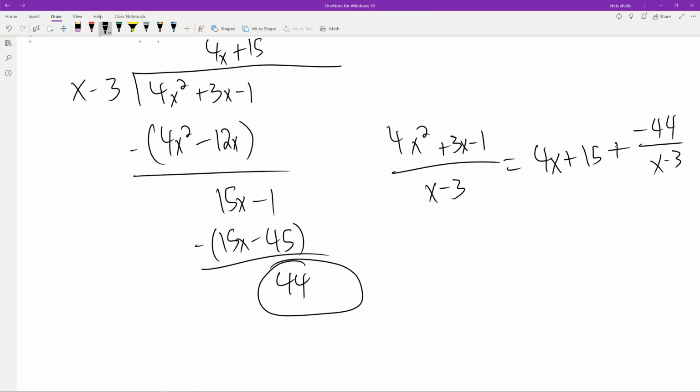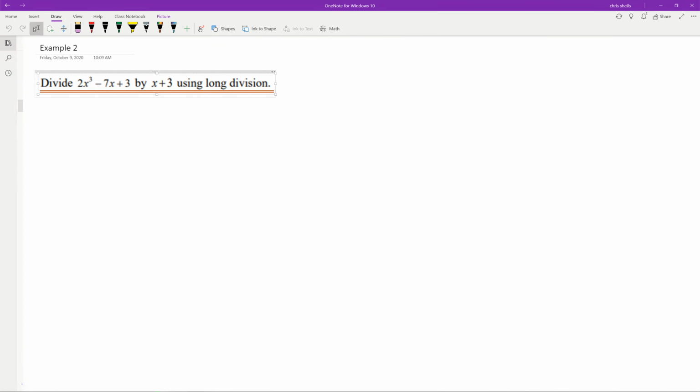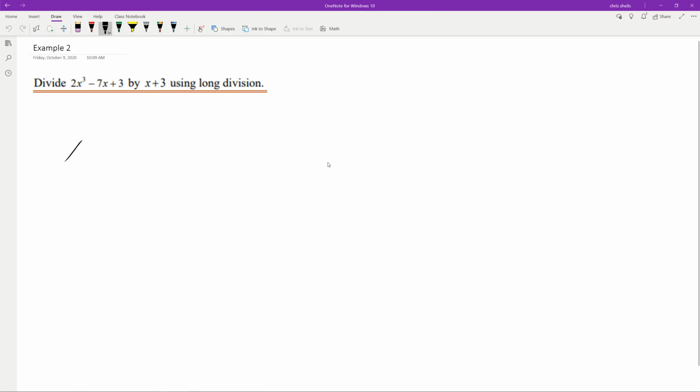Let's look at a few more examples. Okay, this is a good example. We want to divide 2x cubed minus 7x plus 3 by x plus 3 using long division. So I want x plus 3 to be on the outside of this box. On the inside of this box, I have 2x cubed.